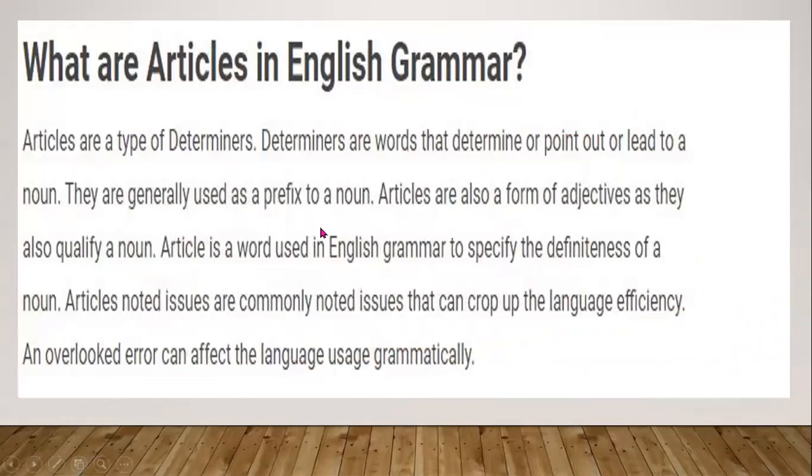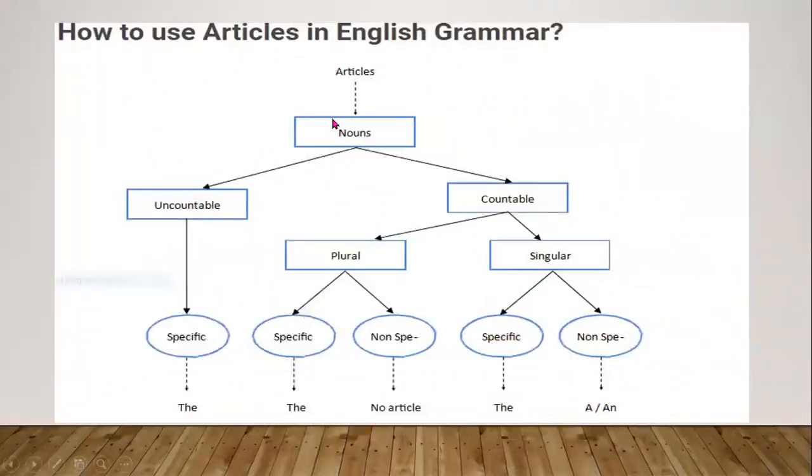And then, so here, look at the flow chart here, articles. Articles precede nouns. This part of speech precedes nouns, so that you can refer to one particular thing or anything in general. So nouns have been divided into two things, that is uncountable nouns and countable nouns. So for uncountable nouns, you need to specify it, so you need to make use of the definite article "the" here.